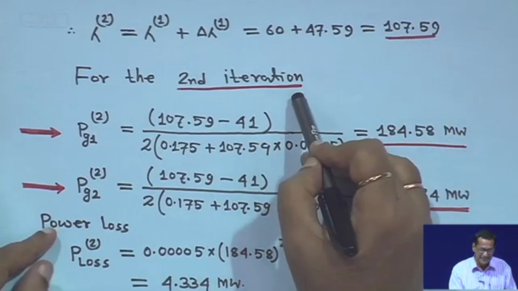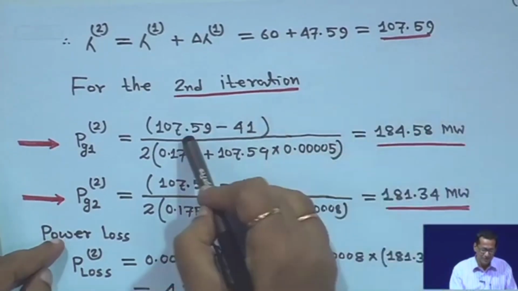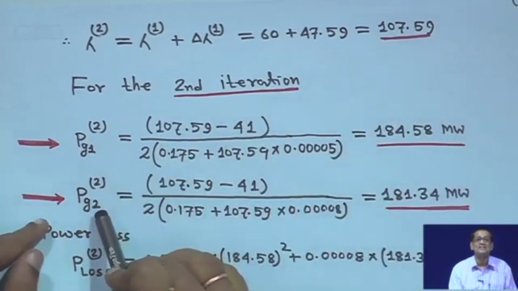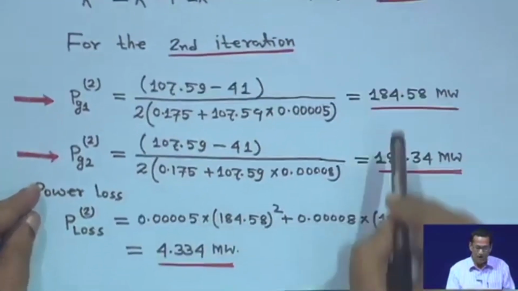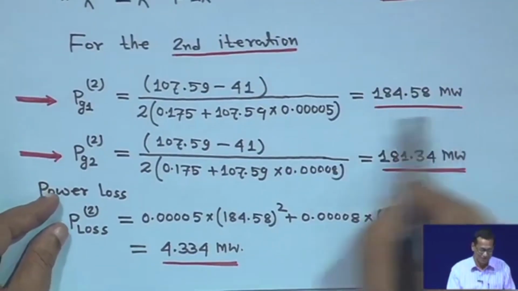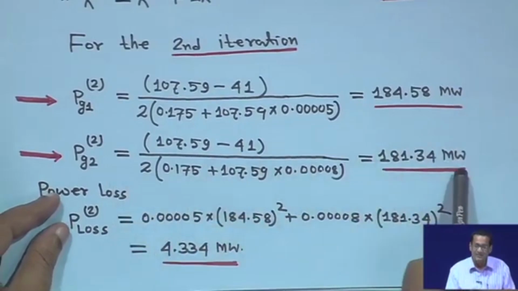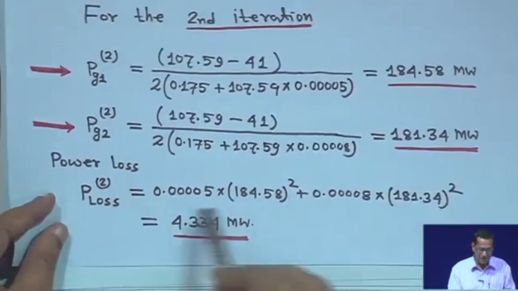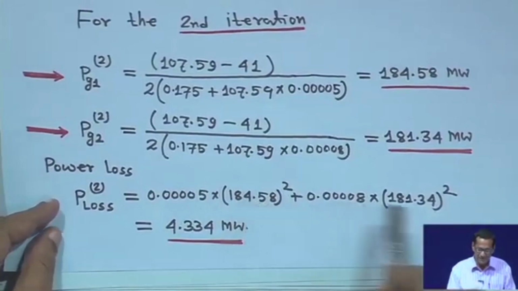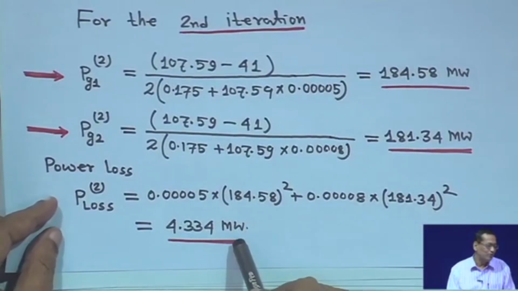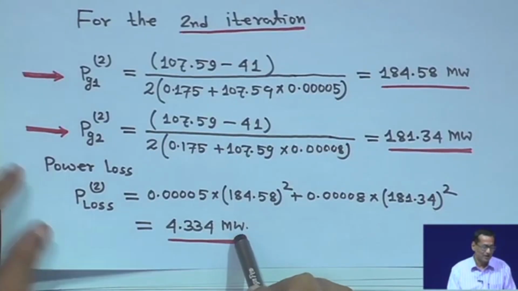For the second iteration, this lambda value you substitute in the Pg1 and Pg2 expressions. You will get Pg1 as 184.58 megawatt, Pg2 as 181.34 megawatt, and for the power loss, with the same expression, putting Pg1 and Pg2, you will get 4.334 megawatt.